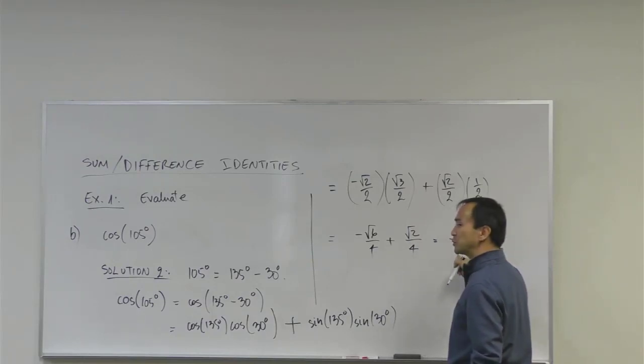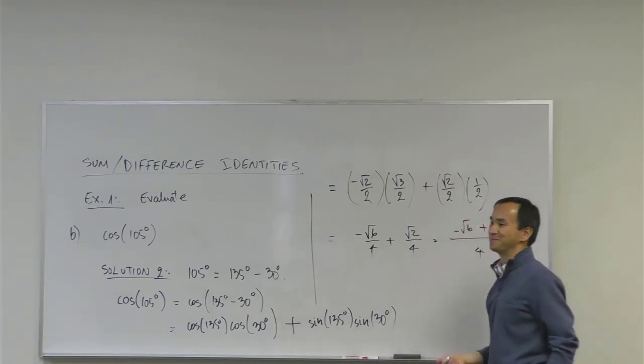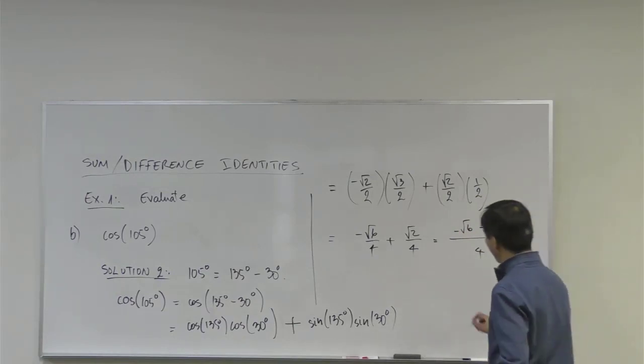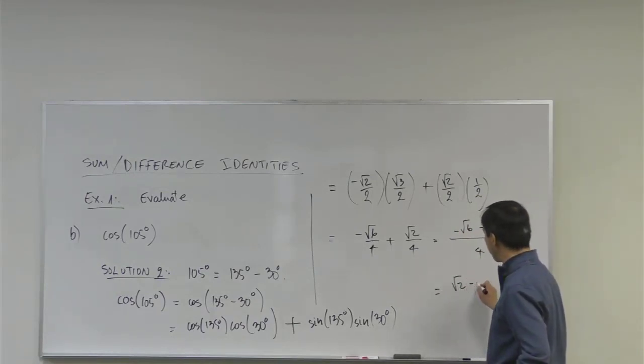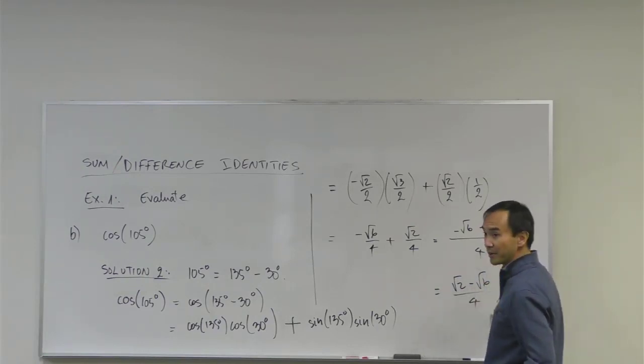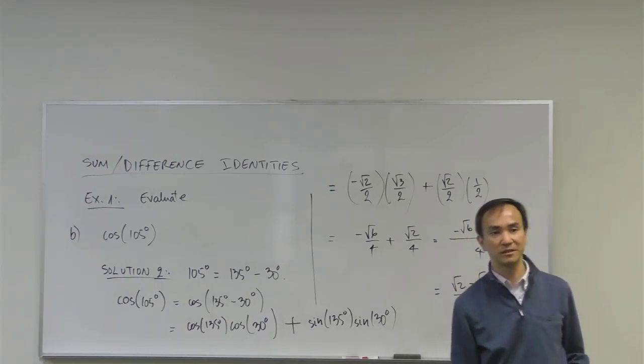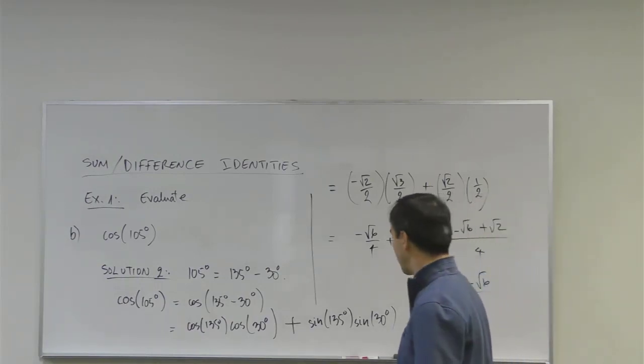Is there any difference between this answer and the earlier one? There isn't, right? It's just the same because the earlier one we found square root of 2 minus square root of 6 over 4. It's already the same denominator. It's just the numerator here got written backward, that's all. It's essentially exactly the same.